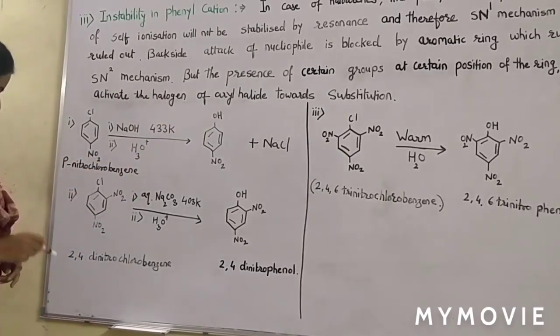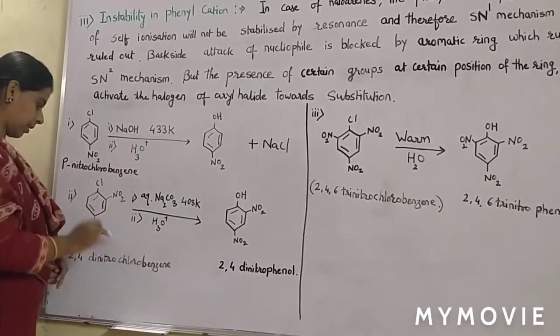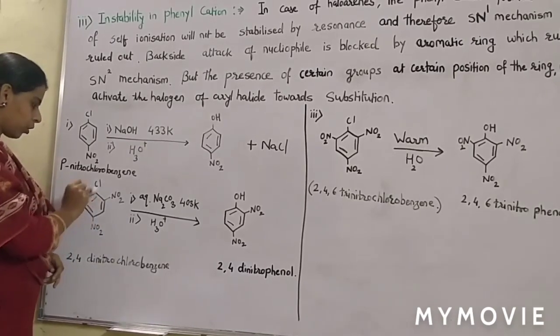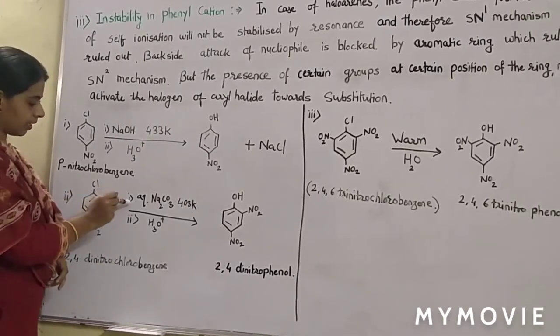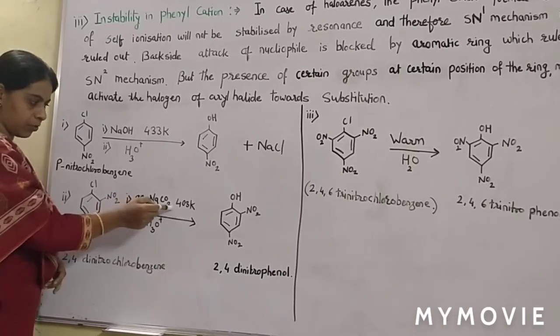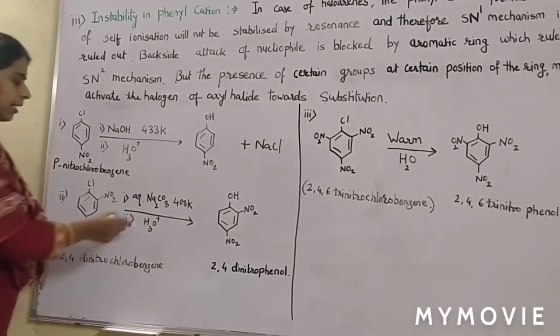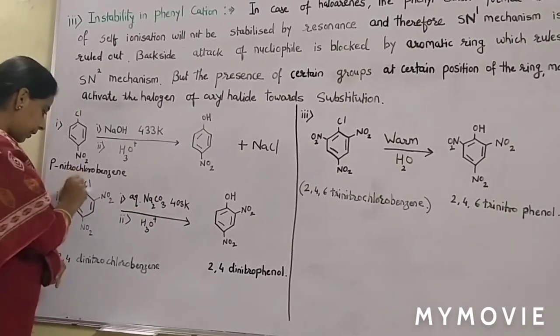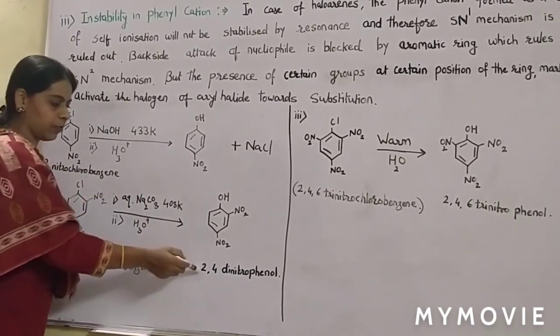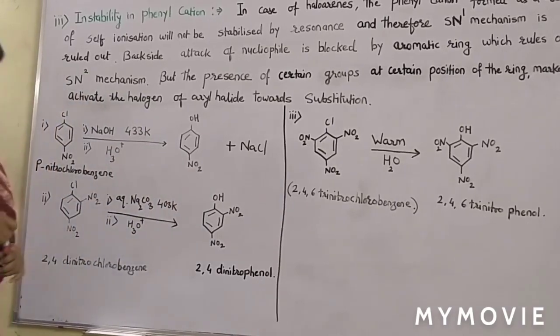Now in the second case also, 2,4-dinitrochlorobenzene. Here the reaction is carried out in the presence of aqueous Na2CO3 at 403 Kelvin and H3O+. Then this Cl is replaced by OH. So there is a formation of 2,4-dinitrophenol.